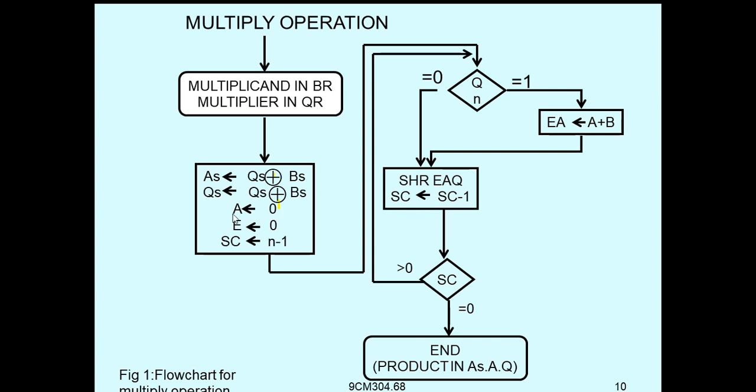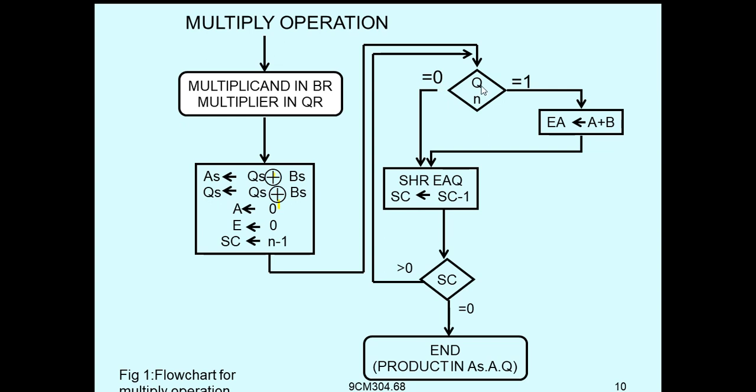Once this is over, we have to do the initialization of all the registers. So initialize A with 0, E with 0, SC with n minus 1 bits. So initialization is also over. Then after, you have to do the successive addition and shift operations to do the multiply operation.